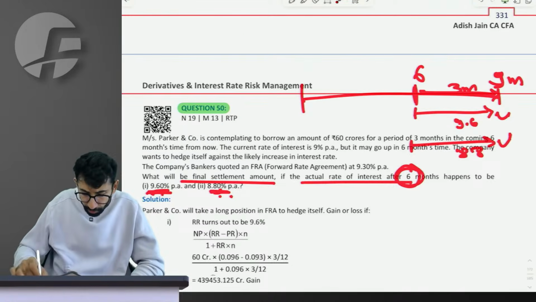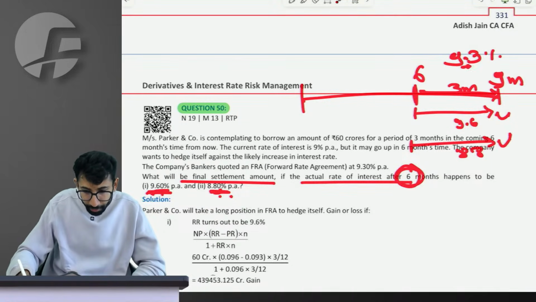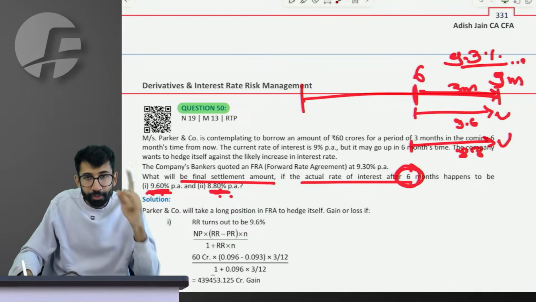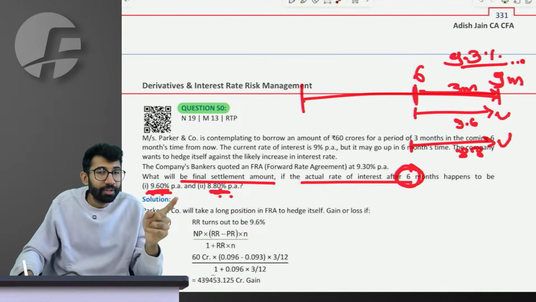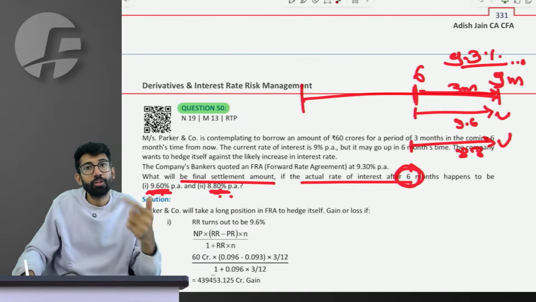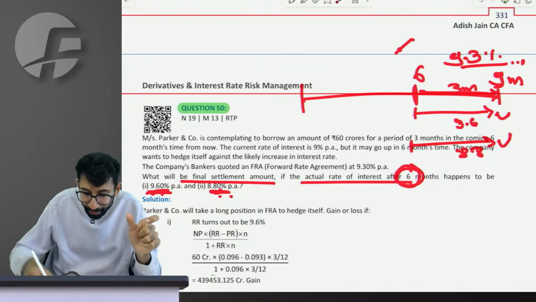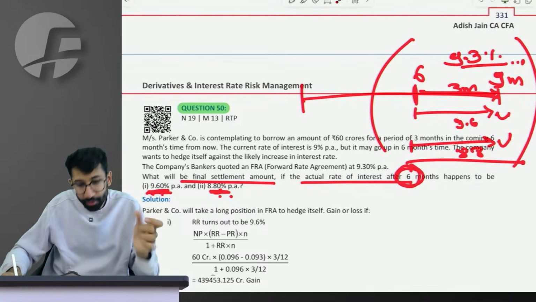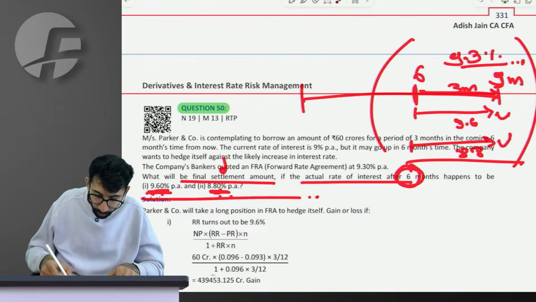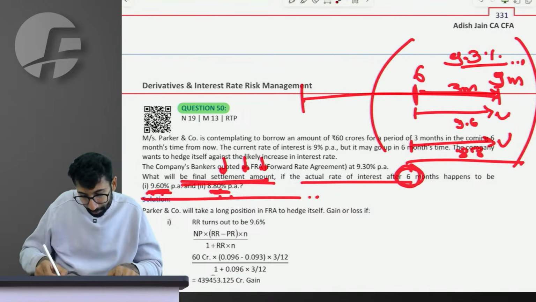Your agreed rate of interest was how much? 9.3. Do you remember a particular thing? No one can ever tell you the gain or loss unless the position is clear. Sir, we have learnt it in our notes. Same situation: if long position is a gain, short position will be a loss, or if short is a gain, long will be a loss. That common sense you should be clear with. So first of all, you should be clear with the position you are taking in FRA. Then only you will be able to tell the final settlement amount.